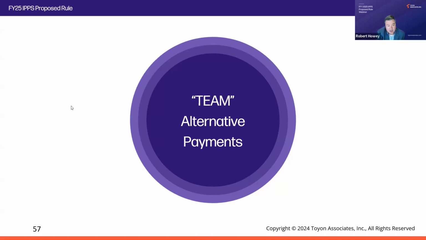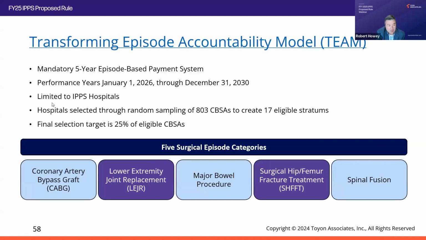All right, so TEAM, another acronym that we need to learn about, the alternative payments, or we have another bundled payment episode. So this was all created by the Affordable Care Act. Many of us may be familiar with the CJR, the Comprehensive Care for Joint Replacement, mandatory through select CBSAs. And then I think there was a cardiac one, and then there's the BPCI. I think the cardiac one was voluntary, and the BPCI is probably voluntary as well.